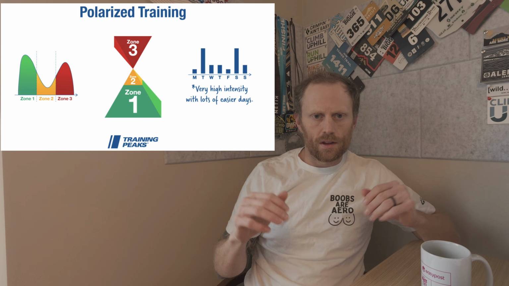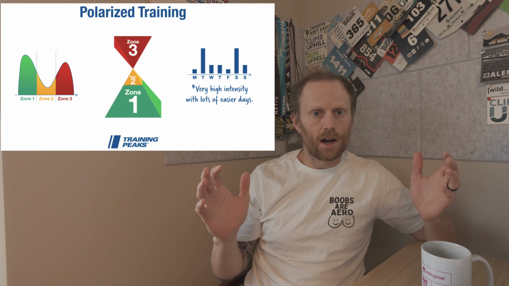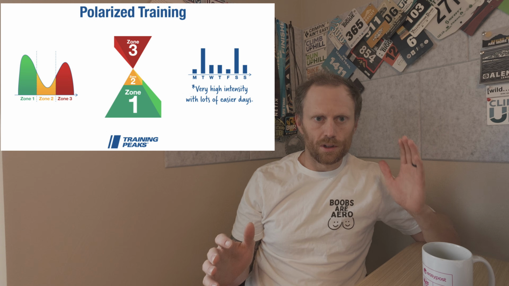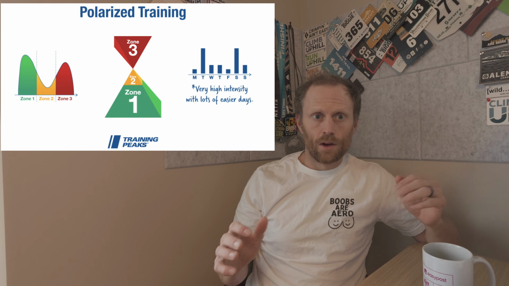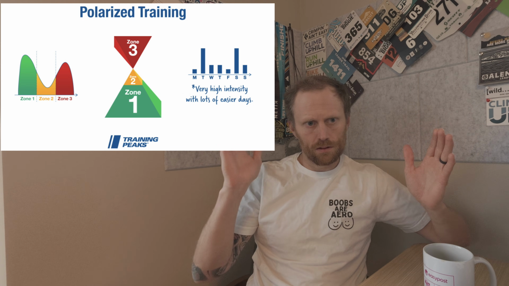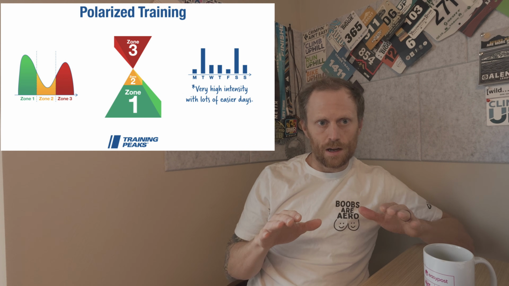All right, now let's define these three training paradigms everyone loves to argue about and try to make them clearer and simpler. Polarized training, or the 80-20 method, popularized by a lot of Dr. Seiler's research, is where the majority of training is below LT1, with a small amount of training above LT2, 80-20, and very little time in between.